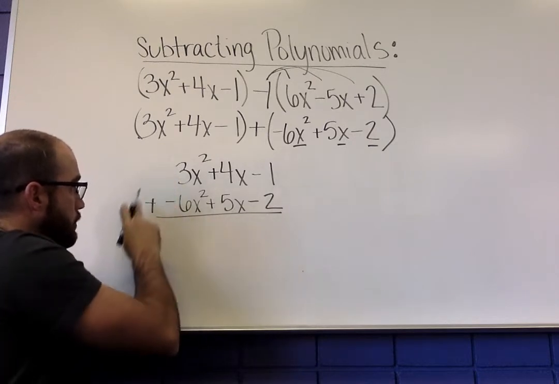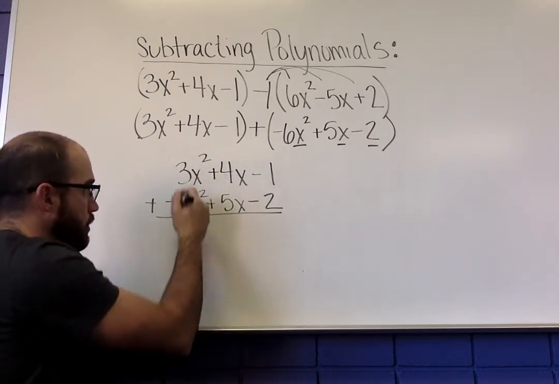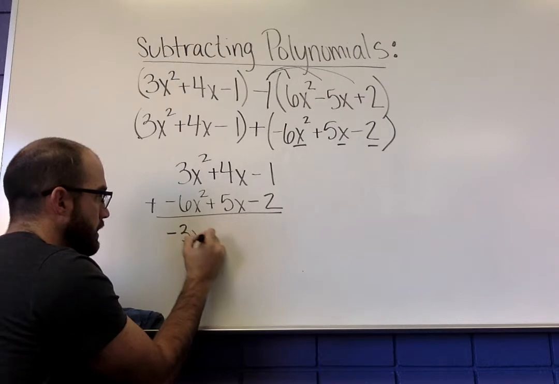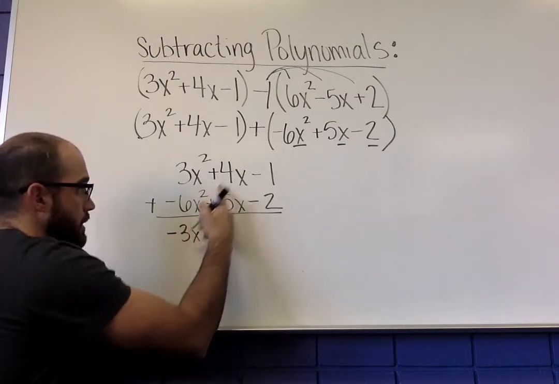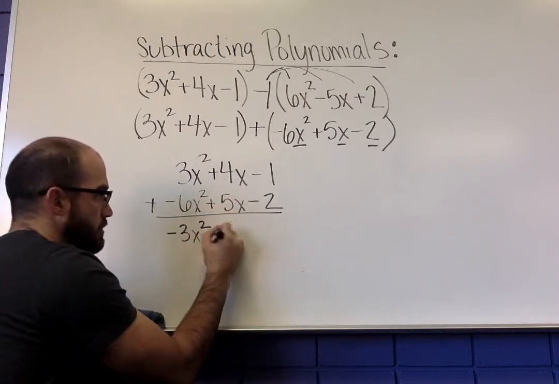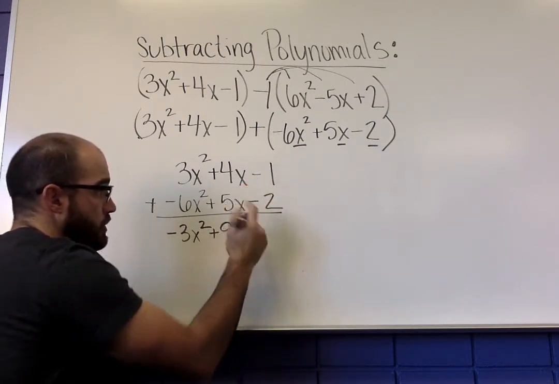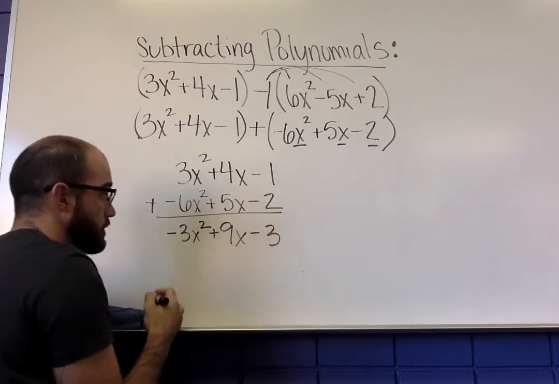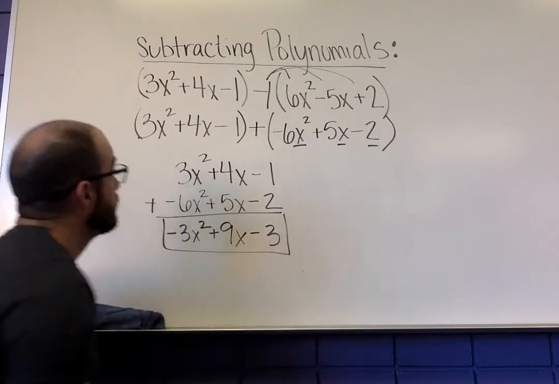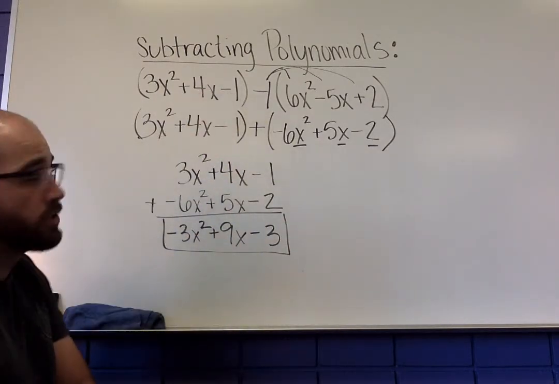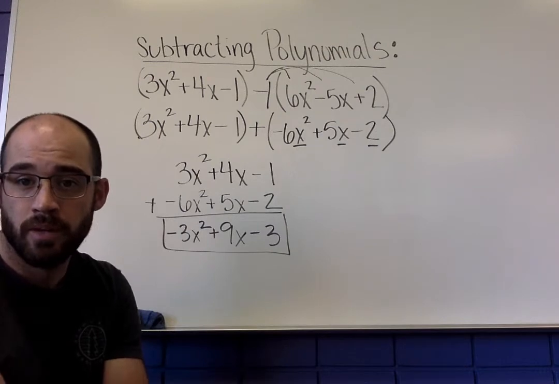All right. So then here I'm going to go through 3 plus negative 6, or 3 minus 6, which gives me negative 3x squared. 4 plus 5 gets me 9x. Negative 1 minus 2 gets me negative 3. And that would be my answer for subtracting our two trinomials, okay?